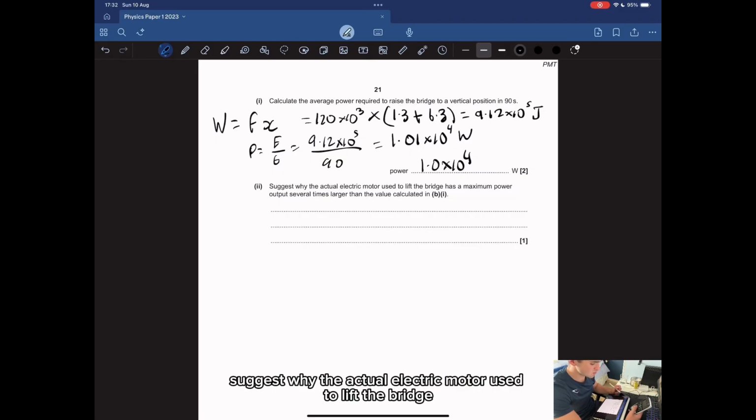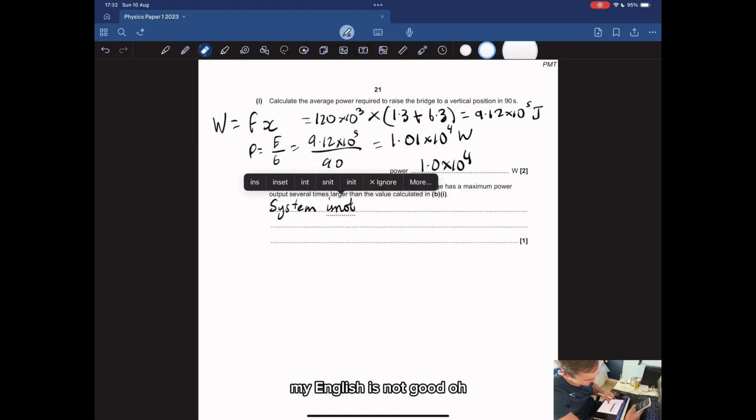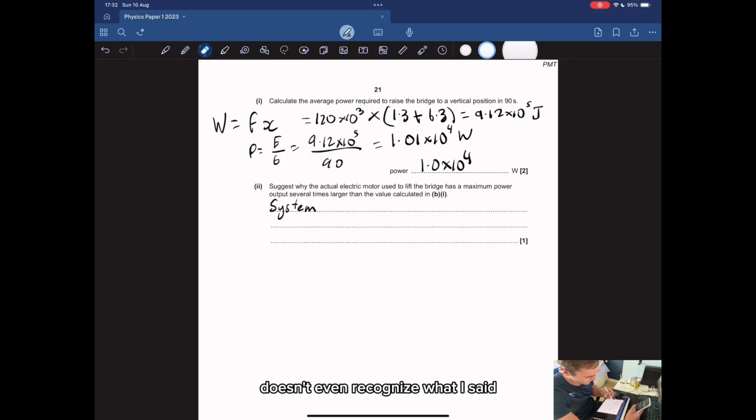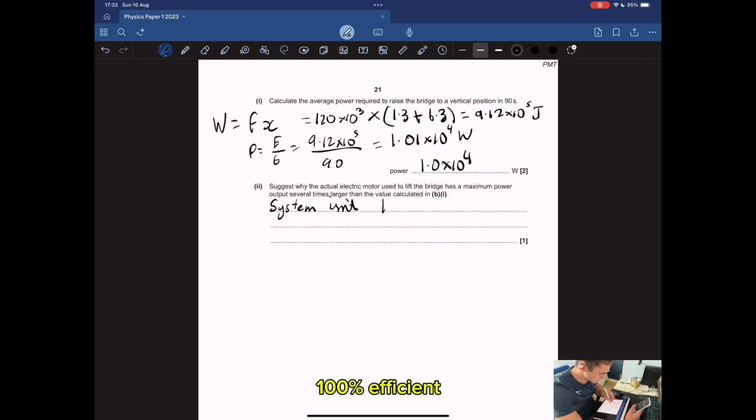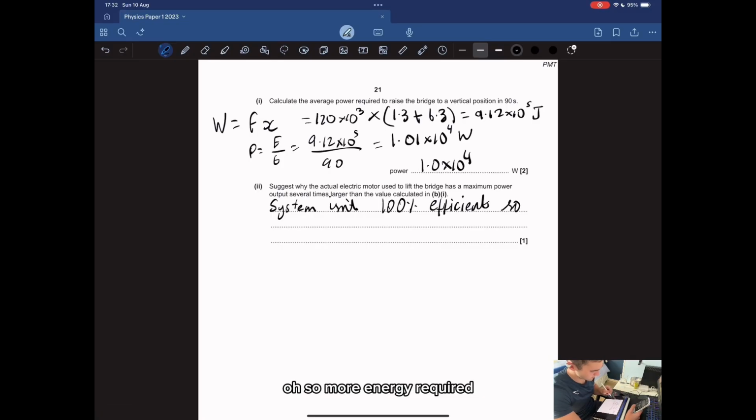Suggest why the actual electric motor used to lift the bridge has a maximum power output several times larger than the calculated value. That's because the system isn't 100% efficient. So more energy is required, more power is required, I guess.